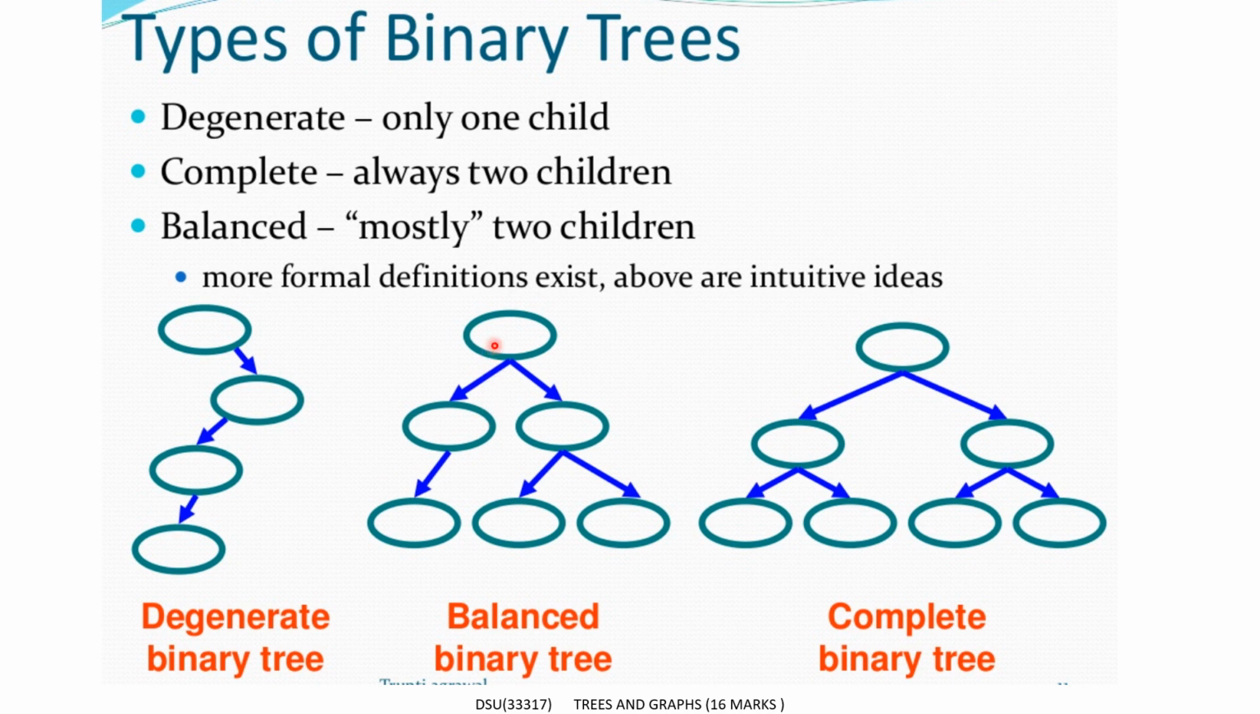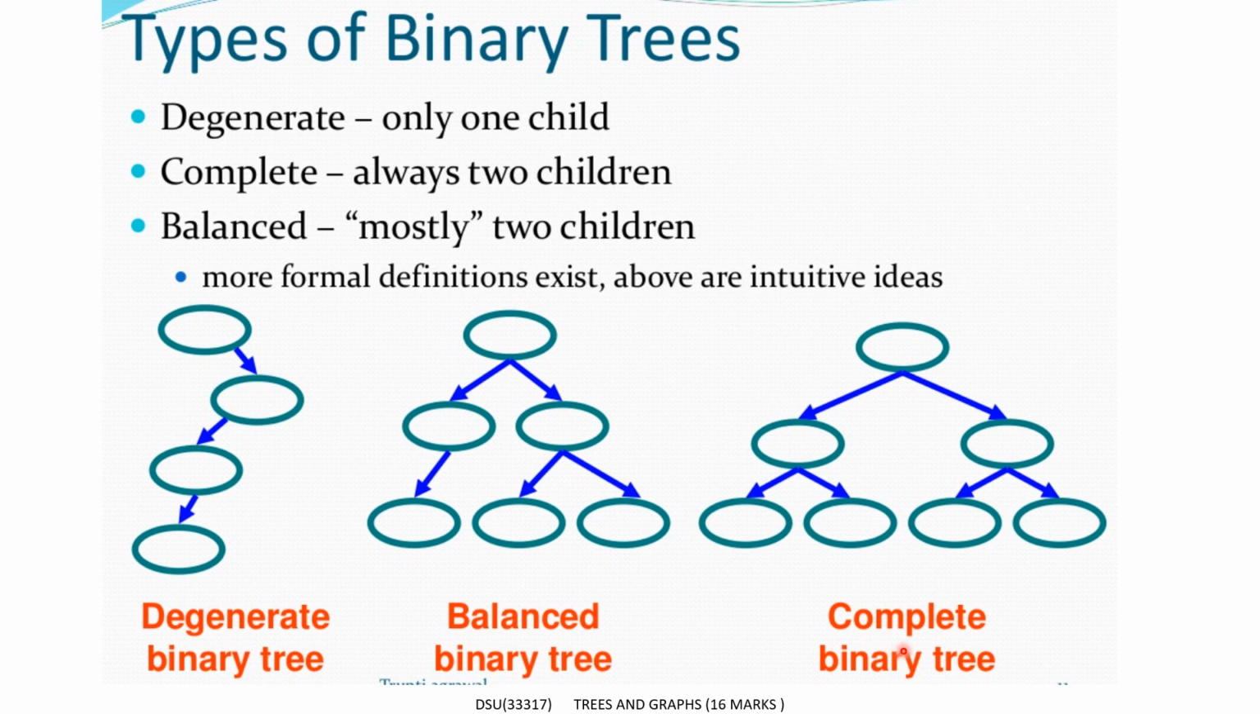And now this is a complete tree. Complete means always two children. The first node has two children. This node has two children. Sorry, this is balanced. This has two children. This tree has two children. Like this, this is the balanced one.